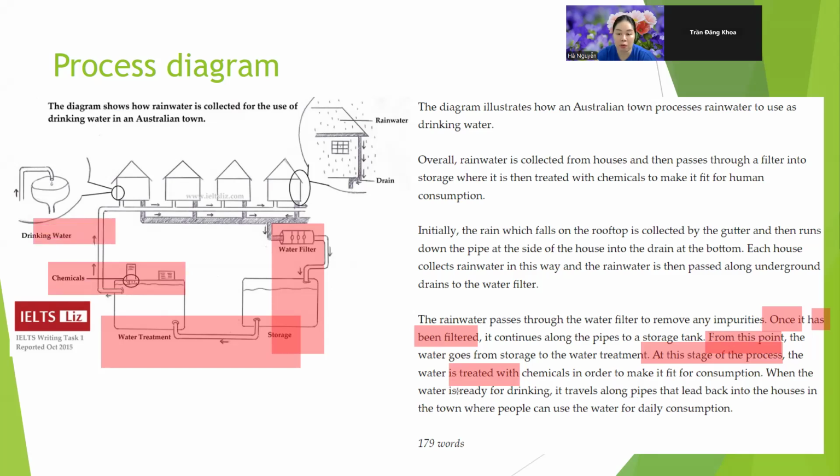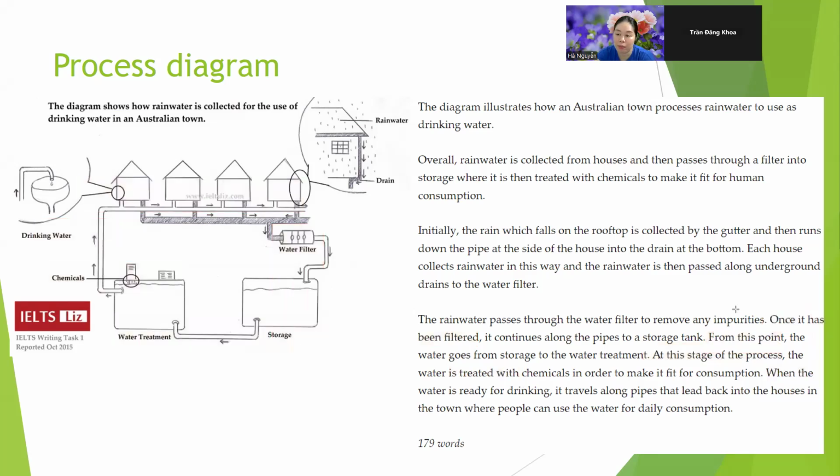When the water is ready for drinking, it travels along the pipes that lead back, present tense there, into the houses in a town where people can use the water for daily consumption. So the white pipes here. We just analyzed this sample, a very good sample. Remember to use discourse markers and passive voice in your writing. One more: when the water is ready for drinking. So "when" and "once" are very good structures. Okay, is everything clear for you in this sample?